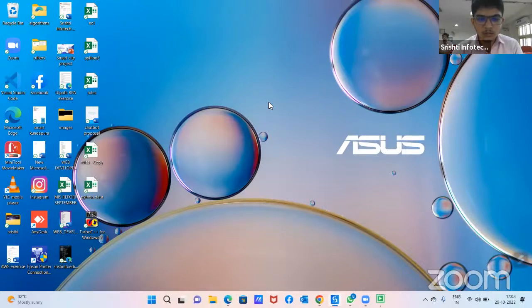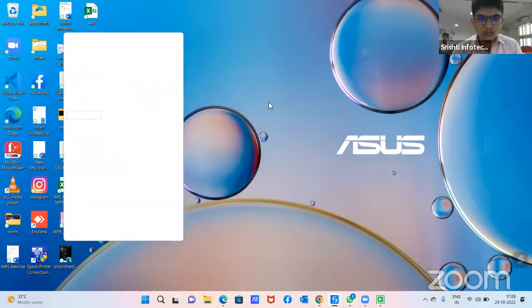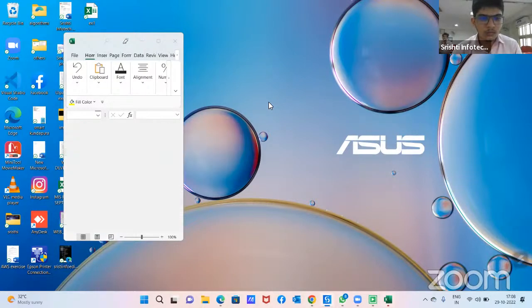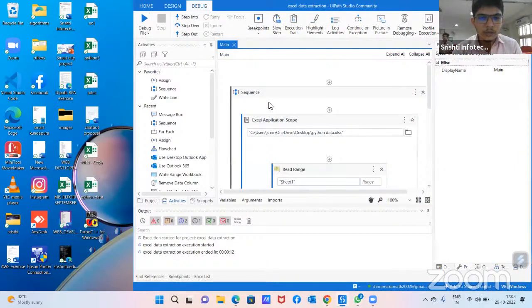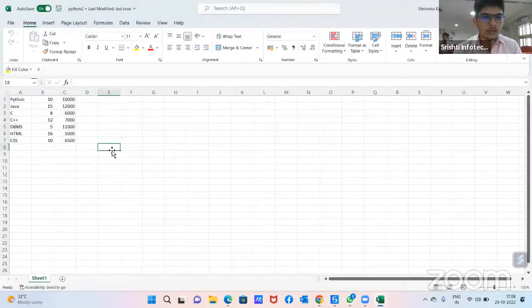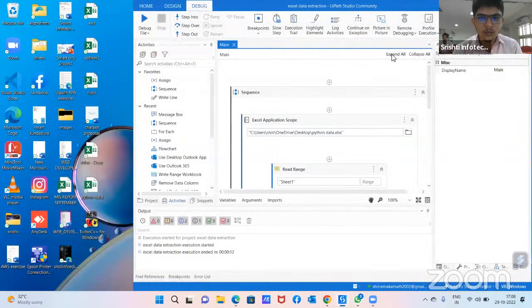Running in the background. So data from the first file is copied and it is pasted to the second file. So we can see it. We can see this now. So all the data from the first file is extracted and copied to the second file. That's it. Thank you.